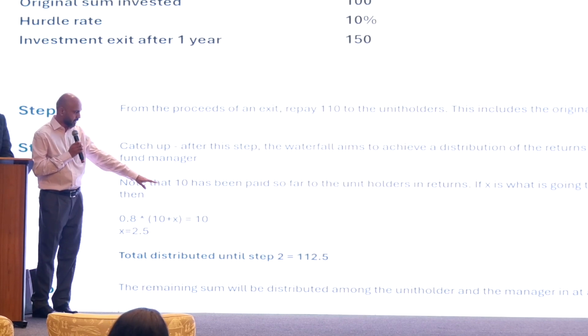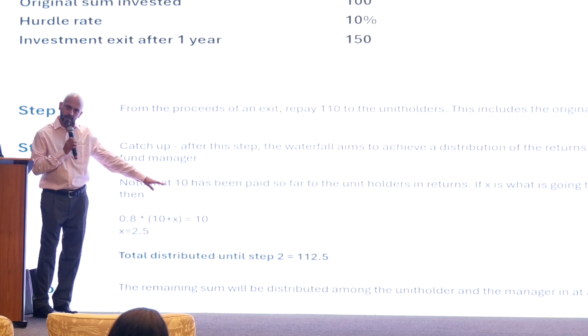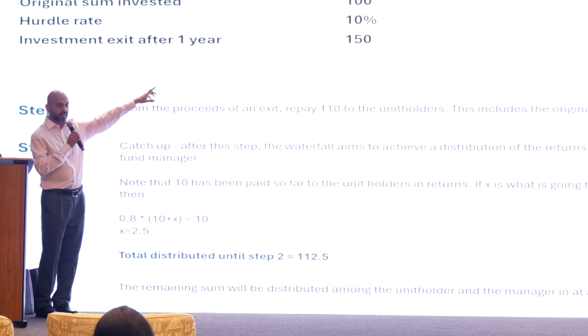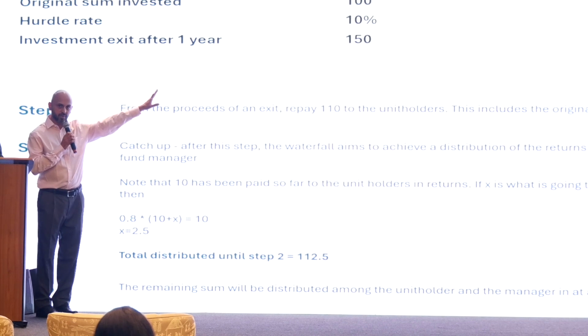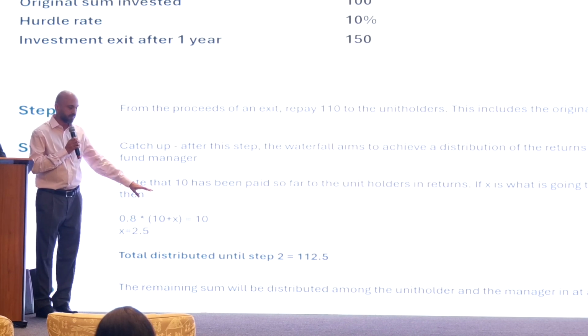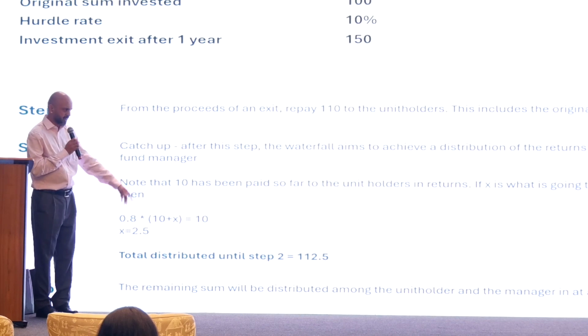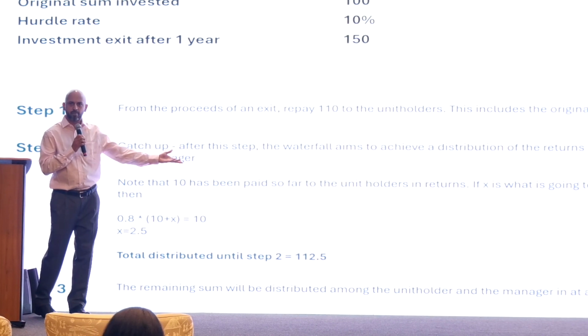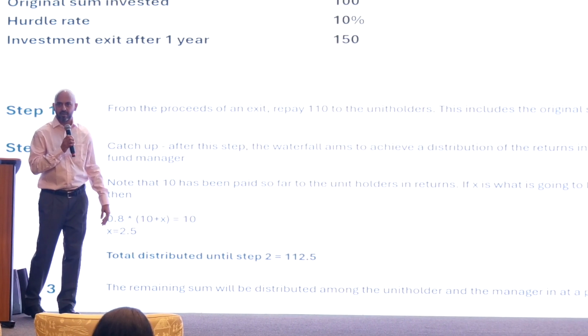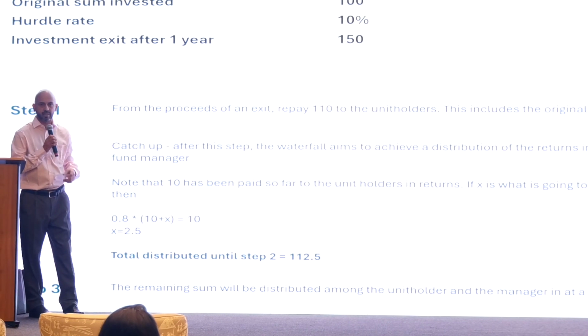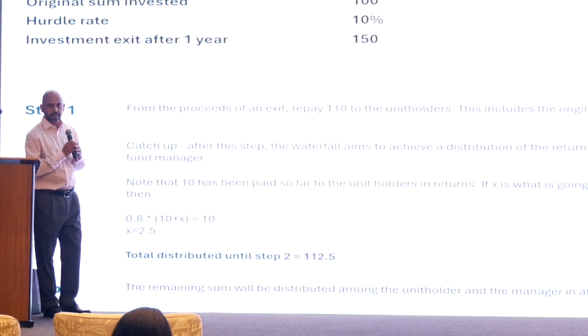distributed in step 2, so 112.5 has been distributed until the end of step 2, which means that we said 150 is the total proceeds of the redemption. So you have 37.5 left. 150 minus 112.5 is 37.5. That follows a simple 80-20 split. You'll distribute the remaining 37.5 in the ratio of 80 to 20.